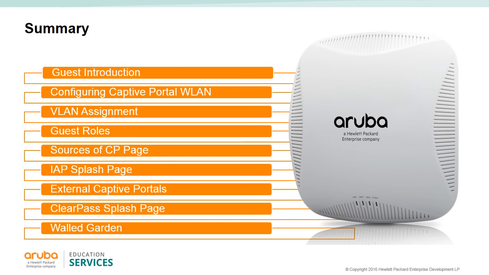In this module, we did a guest introduction and saw the necessity of having guest access. We configured the Captive Portal wireless LAN. We demonstrated how to assign IP addresses to guests. We showed the guest roles that could be applied to limit the guest to the internet and not the corporate network. We saw the various sources of Captive Portal pages. We also looked at the IAP splash page. We also looked at the external Captive Portal possibilities. And we demonstrated a ClearPass splash page. We also looked at Walled Garden for the blacklist and whitelist sites.